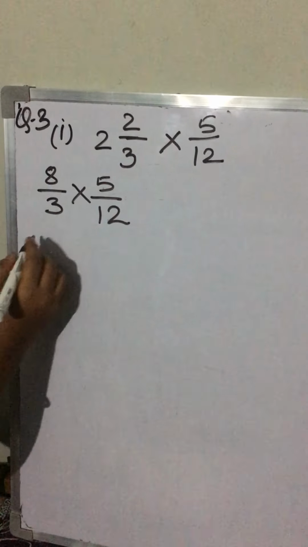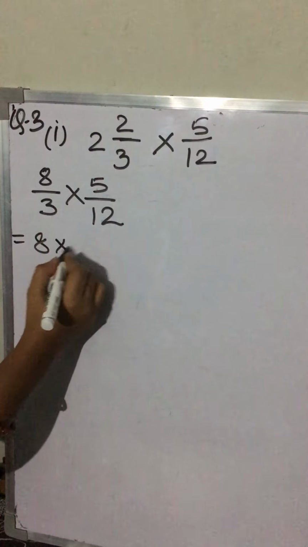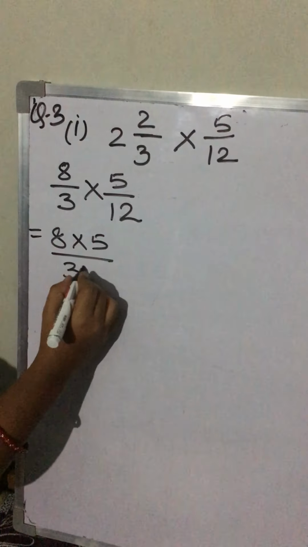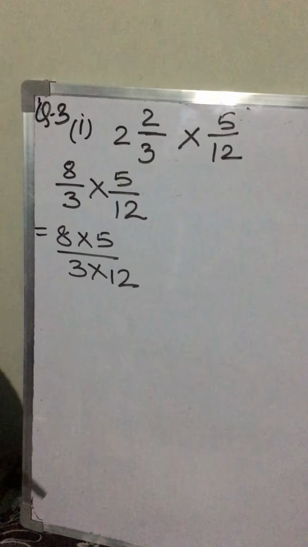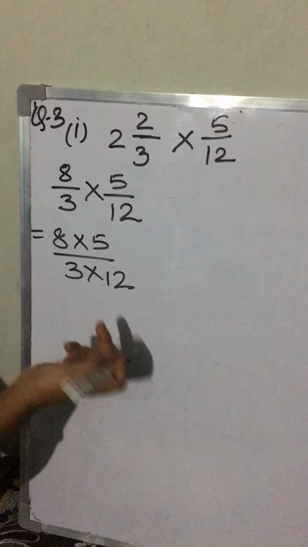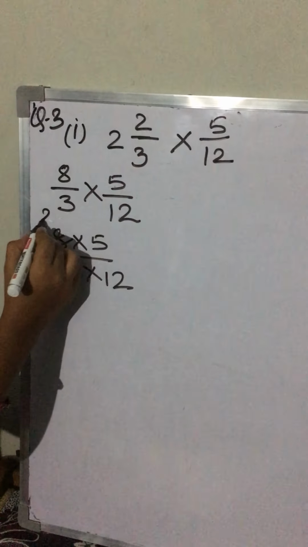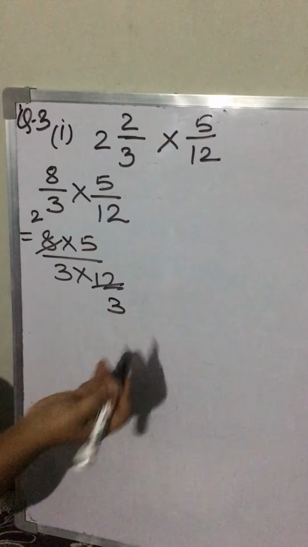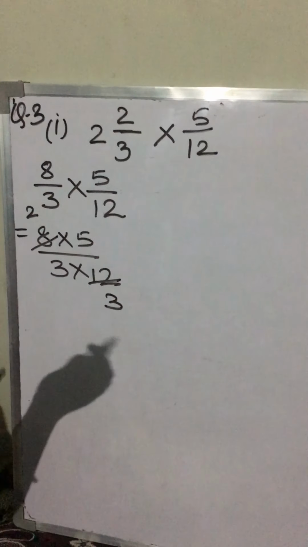Can you cut any of the numbers? First of all, multiply numerator by numerator and denominator by denominator. Can you cut any of these things? Yes, 8 and 12 both come in the table of 4. 4 2s are 8, 4 3s are 12. Can you cut any of the numbers now? No, you cannot cut.